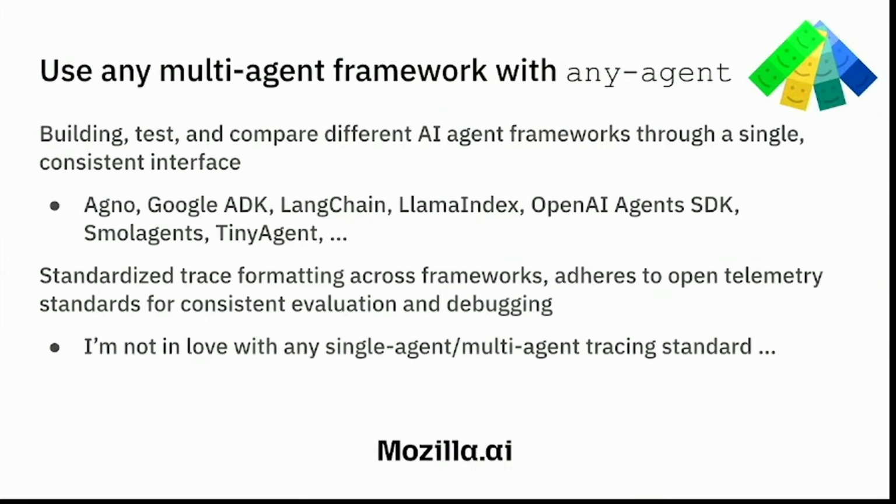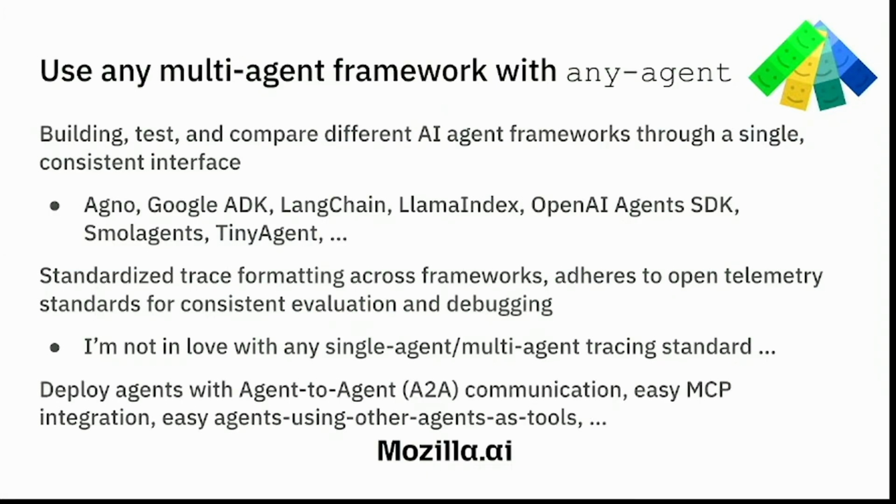So a big thing here is that we're also standardizing tracing formats across frameworks. I'm not in love with any of the single agent or multi-agent tracing methods that are out there right now, and a big credit to a lot of companies that are putting effort into this. Arize has OpenInference, OTel has a bunch of working groups on this. It's just a tricky problem. And so I'd love for folks to be more active in helping us understand what a standardized multi-agent tracing standard might look like so that we can continue doing standardized evaluation over different frameworks in general.